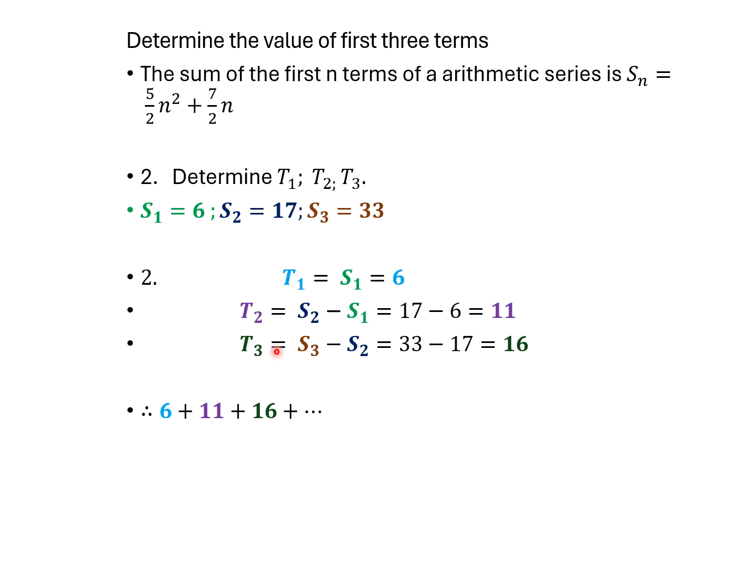For term 3, it would be the sum to 3 terms minus the sum to 2 terms. So that you need to understand. So if I said I want term 10, it would be the sum to 10 terms minus the sum to 9 terms. So term 1 then would equal 6. Term 2, 17 minus 6, which gives me 11. Term 3, 33 minus 17, which gives me 16.